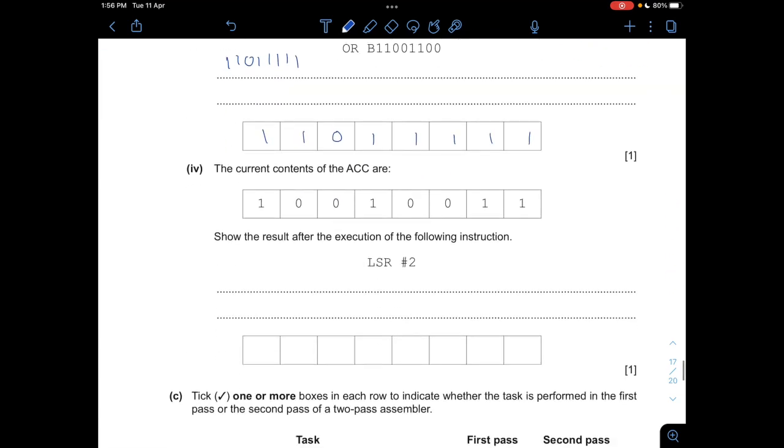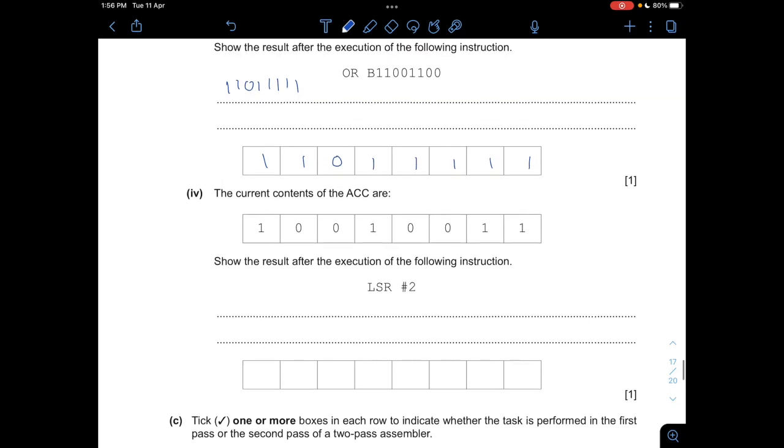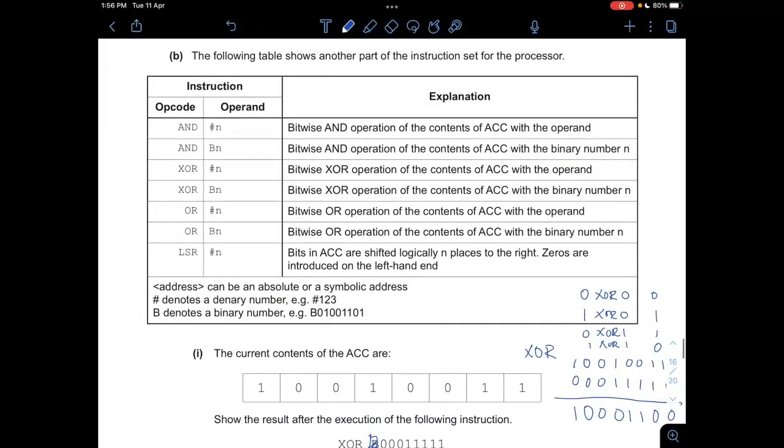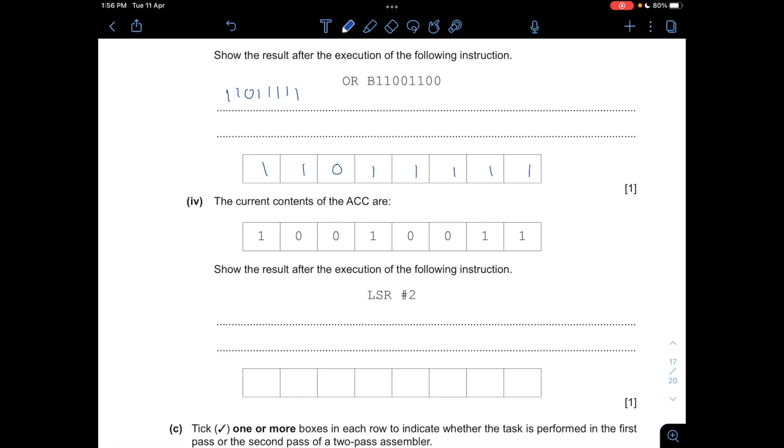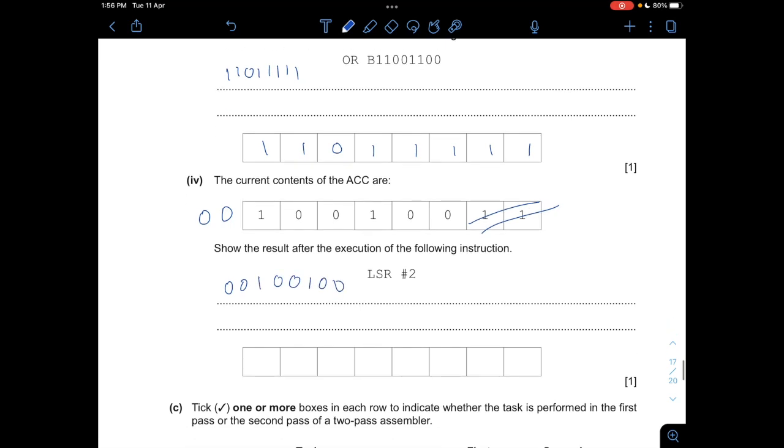Okay, the last one would be current contents of the ACC are 10010011, and it says LSR 2. Now, what is LSR 2? LSR 2 would be to shift the accumulator's bits logically n places to the right. Here it says 2, so you need to shift it 2 places to the right, which means we eliminate the last two bits and then we introduce zeros on the left. So this would be 00100100, right? So let me write it down here.